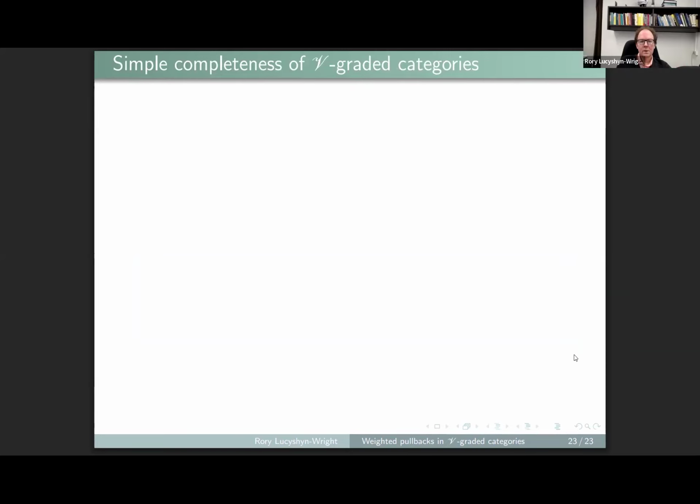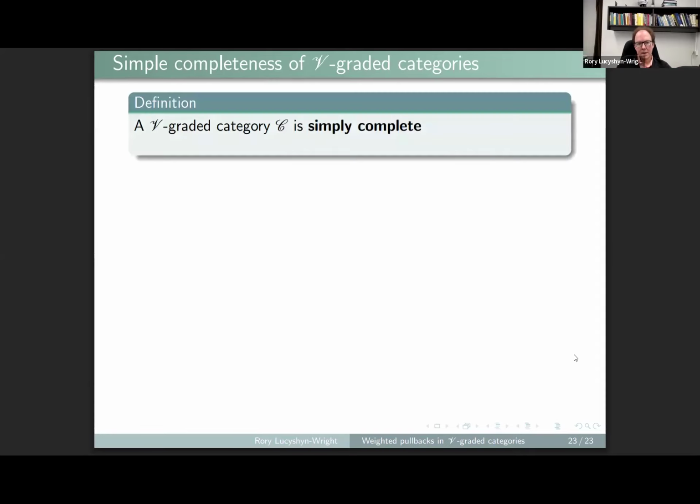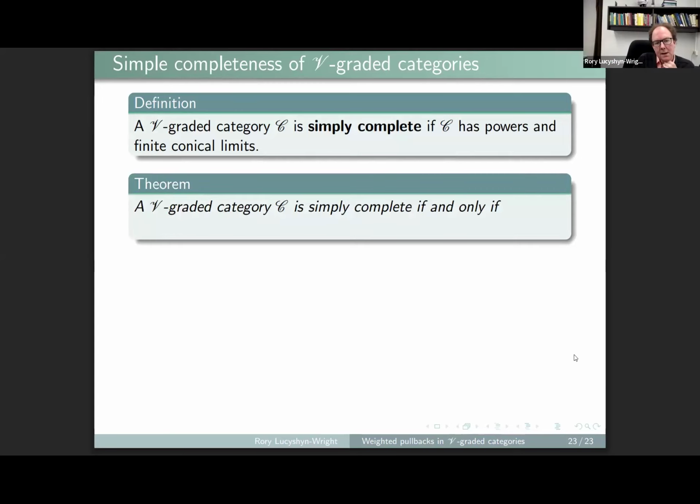Now, related to this, we'll introduce a notion of simple completeness of V-graded categories. A V-graded category C is simply complete if C has powers and finite conical limits. So a nice simple thing, that we would have thought of before, simply having powers and also finite conical limits. And we can prove that a V-graded category C is simply complete in this sense if and only if C has weighted pullbacks and a conical terminal object.